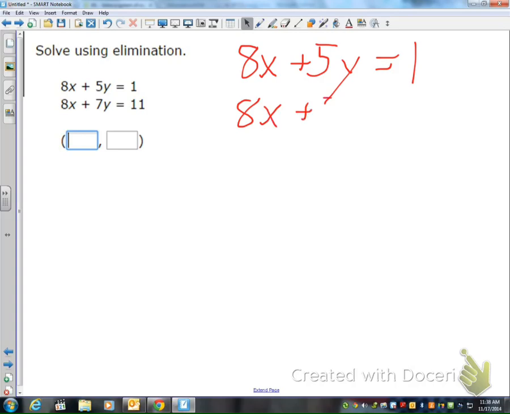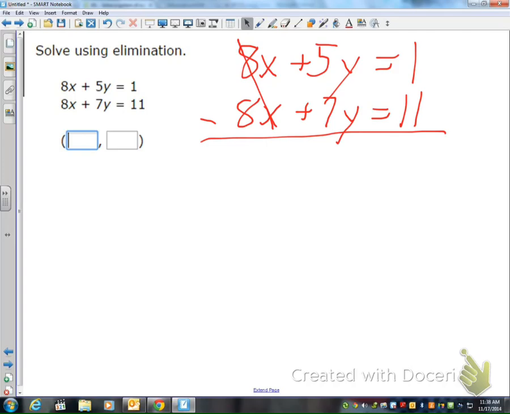8x plus 7y equals 11. Now this one fortunately doesn't have those negatives, so less likely to make the careless mistakes. So 8x minus 8x, of course, there's our elimination. My x terms are eliminated, leaving me with just y.